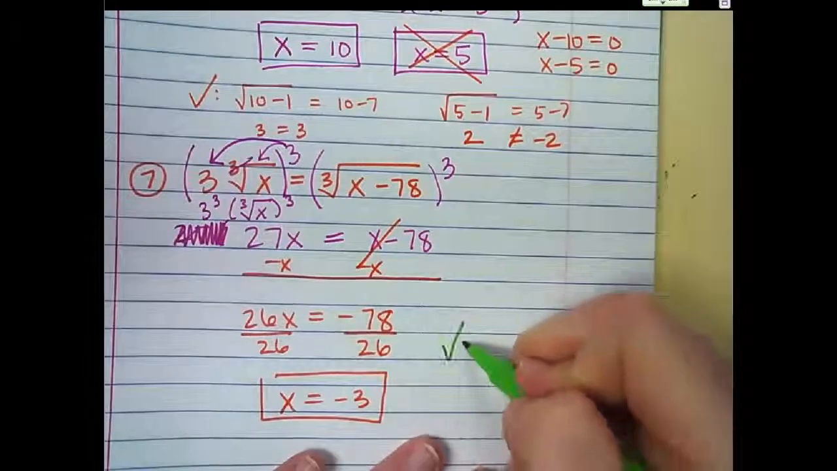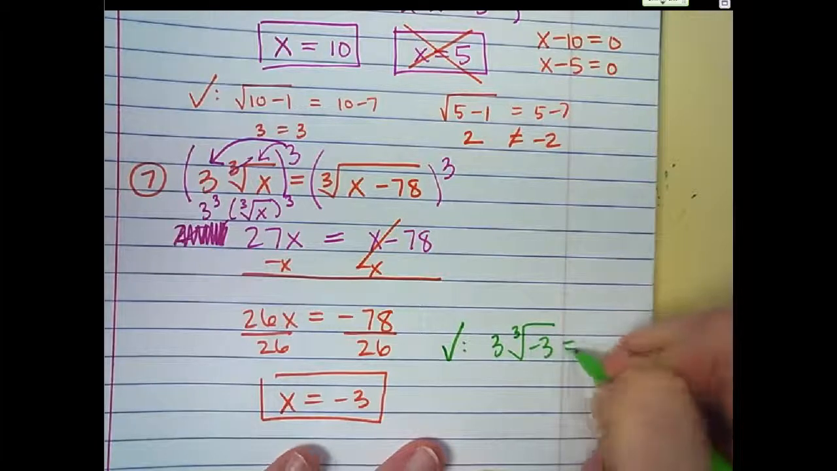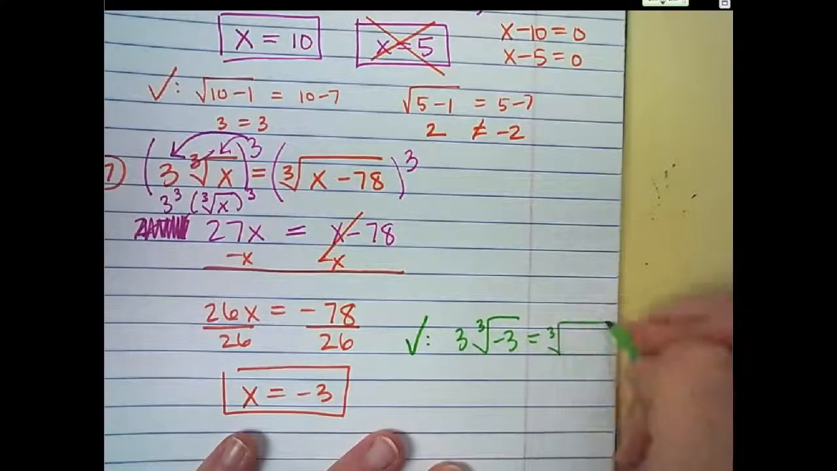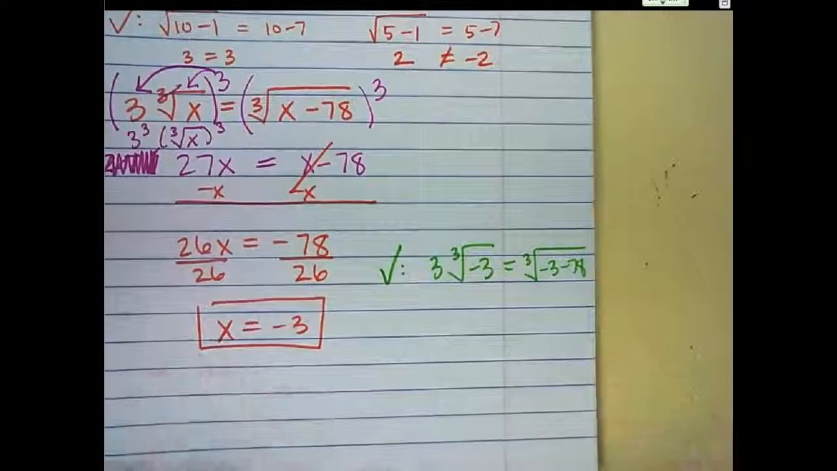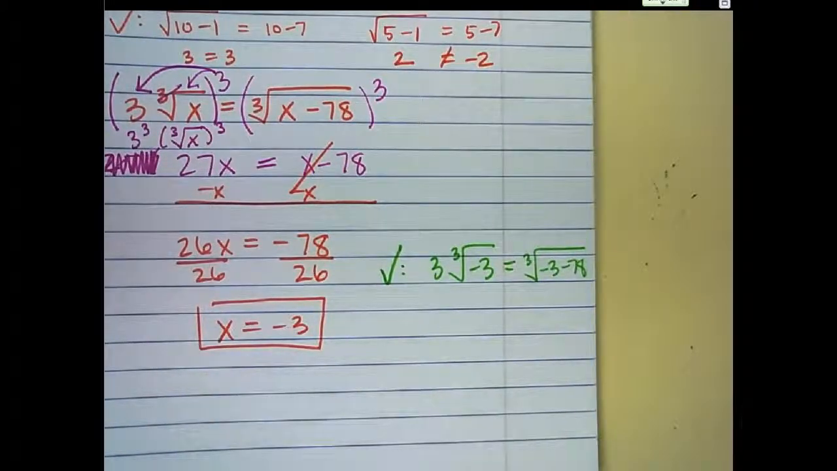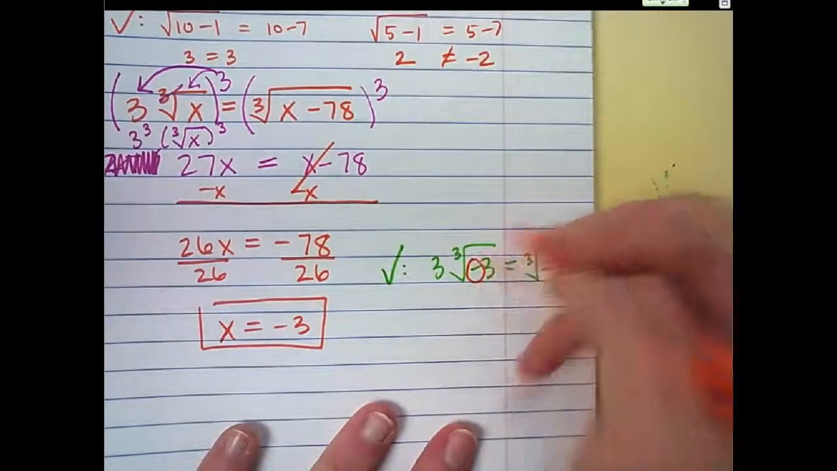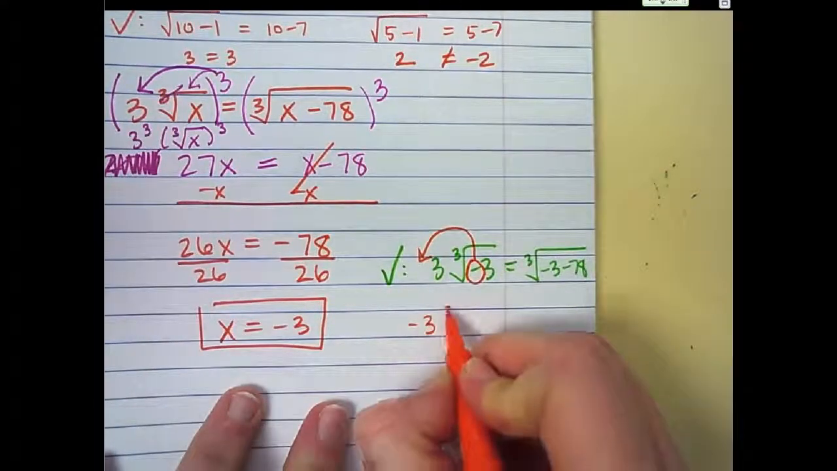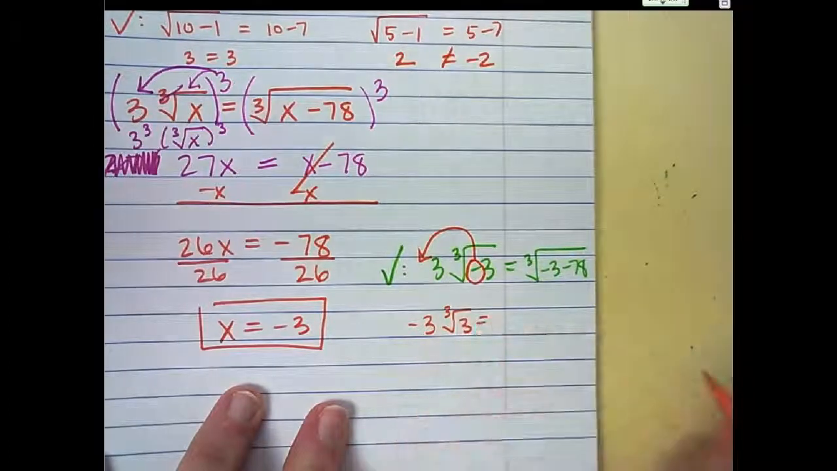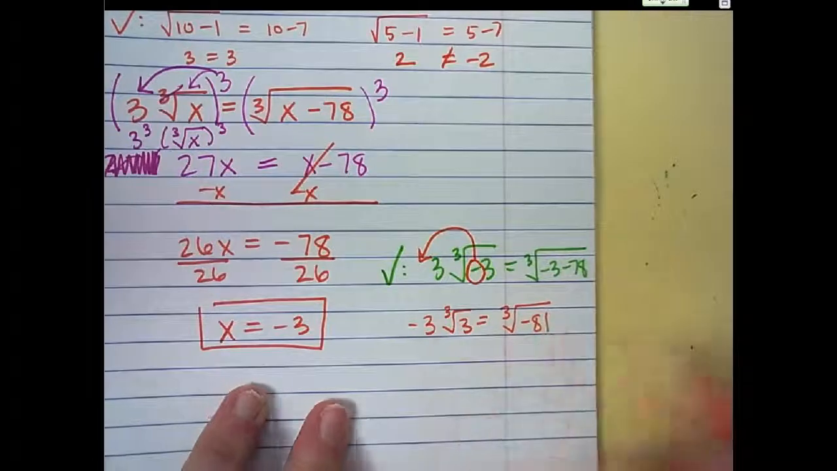Let's check that. So 3 cube root of negative 3, does that equal negative 3 minus 78? That's terrible. Okay, look. When there's a cube, some of you missed this on your quiz. When there's a negative under a cube root, I can't do anything with the 3, but this is like a negative 1. It can come out. So I have negative 3 cube root of 3. What is that? Negative 81? Yeah.